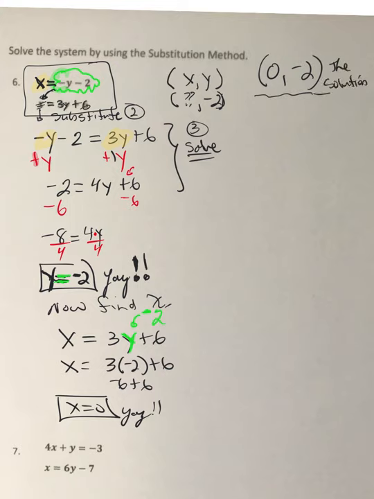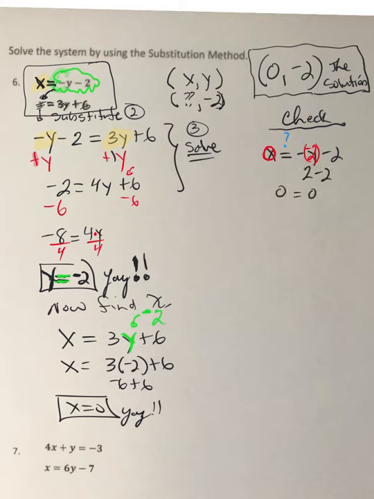How do we know that it's the solution? Maybe I made an integer error or recopy error. So if I wanted to, I can check to see if I didn't make a mistake. And I'm going to take the first equation, and I'm going to put 0 where the x is and negative 2 where the y was. And I'm going to check to see if that balances. So a negative times a negative is a positive, and 2 minus 2 is 0. So yep, it made the first one true.